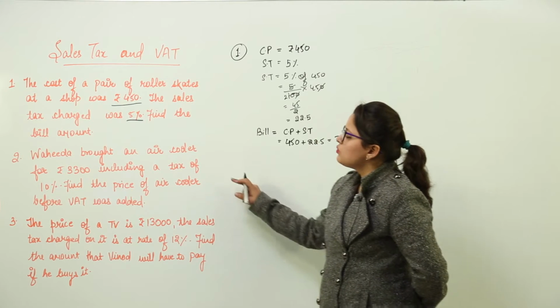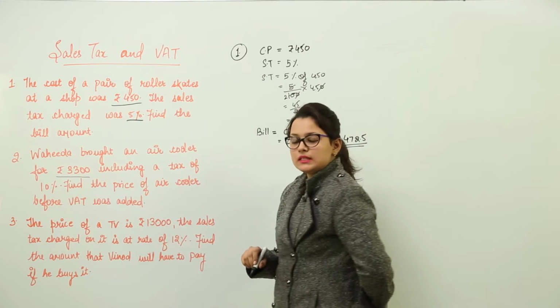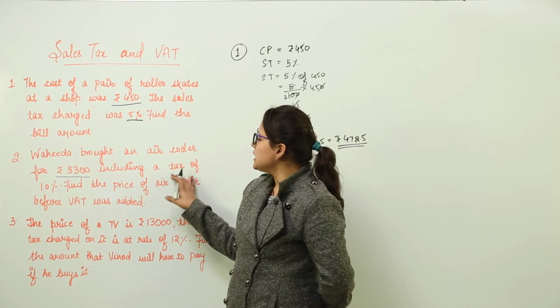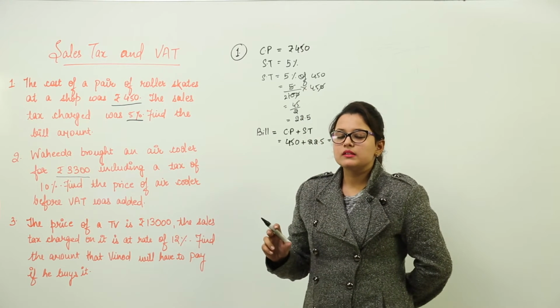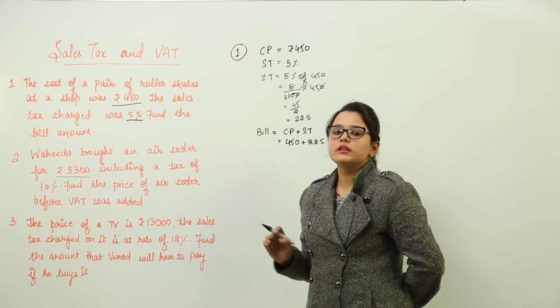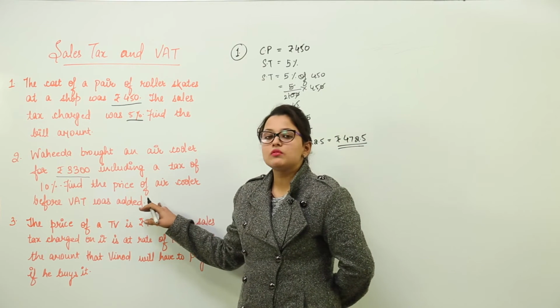Wahida bought an air cooler for rupees 3300. That means the cost price of the cooler is 3300 including a tax of 10%. Now the tax that was to be applied is already included in 3300. Find the price of the air cooler before VAT was added.